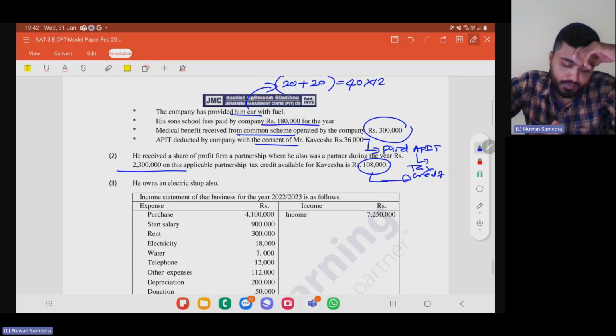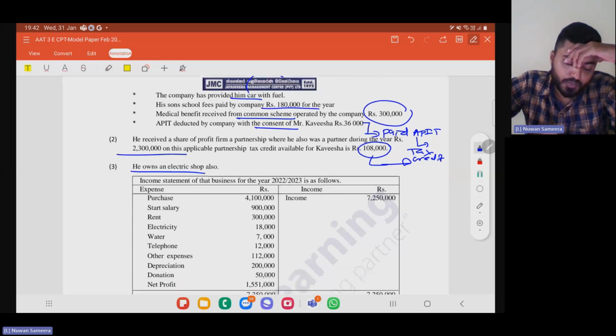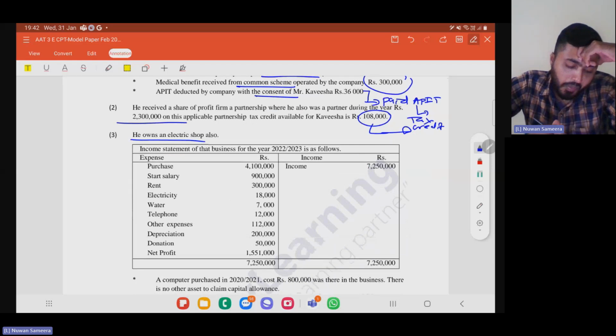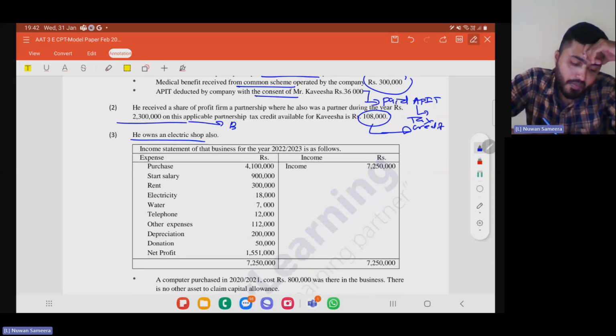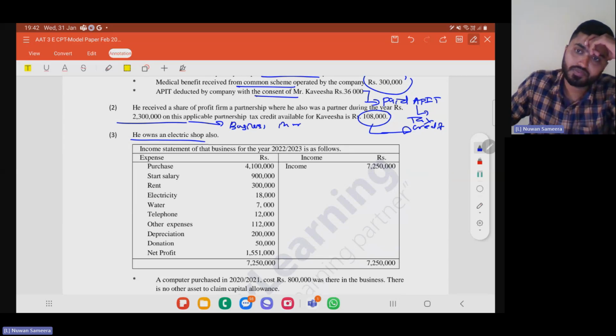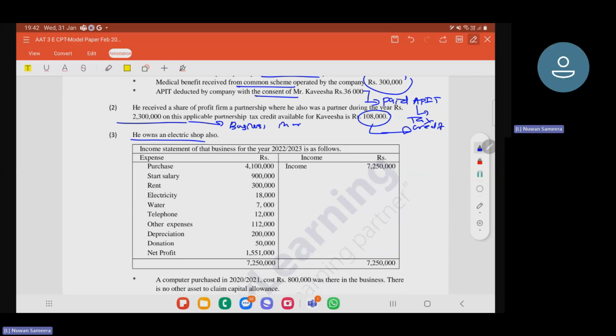In addition to that, he owns an electric shop also. The electric shop is a kind of business income. So there is another business as well. The income statement of that business for the year of assessment 2022/2023 is given below. The income is given. The purchase... not a start salary, that is a staff salary.